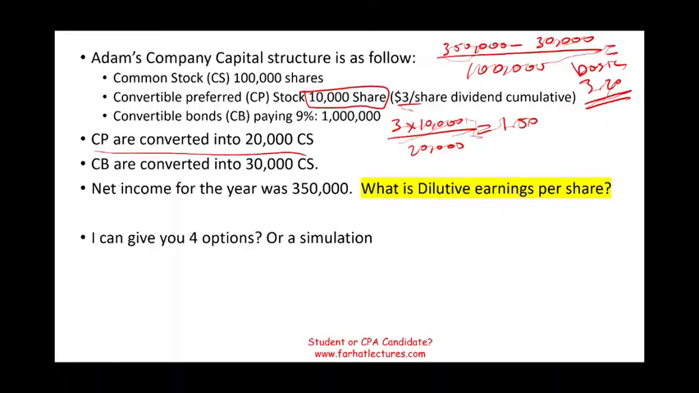Now, you have to be careful here, okay? What happens if we convert the bond? Well, if we convert the bond, we no longer have to pay interest. That's the good news. So let's find out how much interest we save. The bond is a $1 million bond. The interest rate is 9%. Now, bear in mind, we are assuming here that the bond was issued as of the beginning of the year. On exam day, they might tell you the bond was issued in April or in September. So you have to prorate that interest. So you have to be very careful.